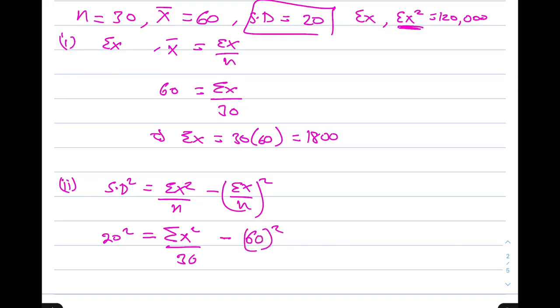Now solving for sigma x squared, what do we get? We get 30 times 20 squared plus 60 squared, and that will give us 120,000. So we have proved it. Now let's go back to the question and look at the other demands of the question.